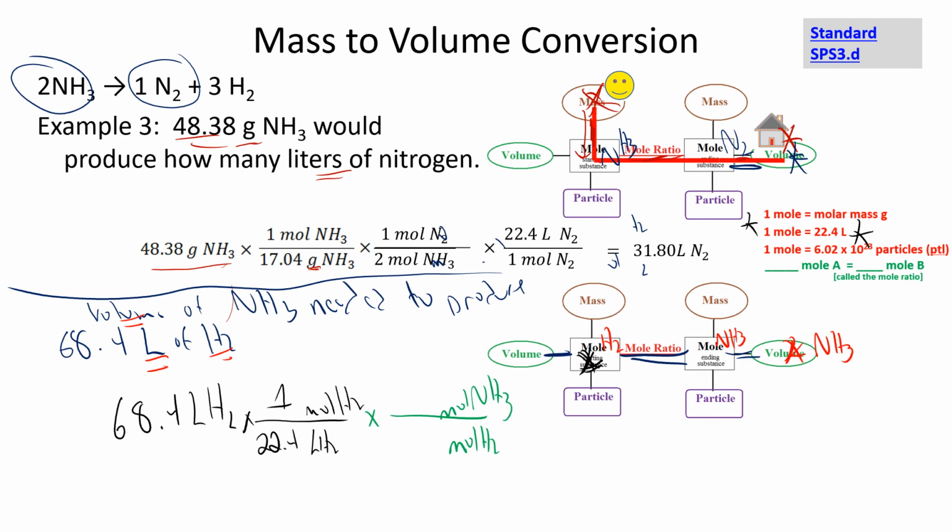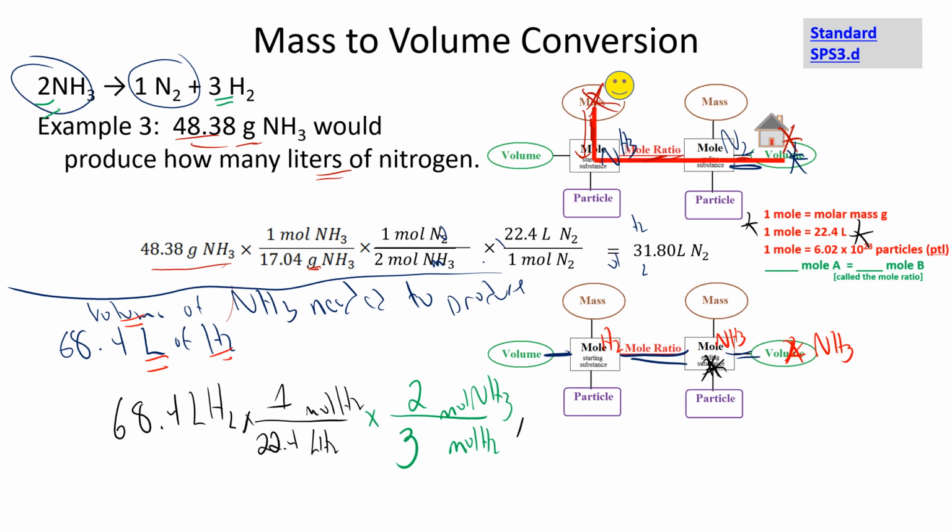So I look at my coefficients because it's a mole and a mole. My coefficients in this case are 2 and 3. So 3 is with the hydrogen, it goes on bottom. 2 is with the nitrogen, it goes on top. So we can move our marker across the second bridge as we are now setting up the third fraction.